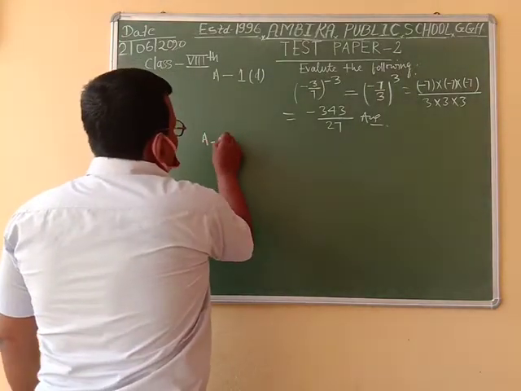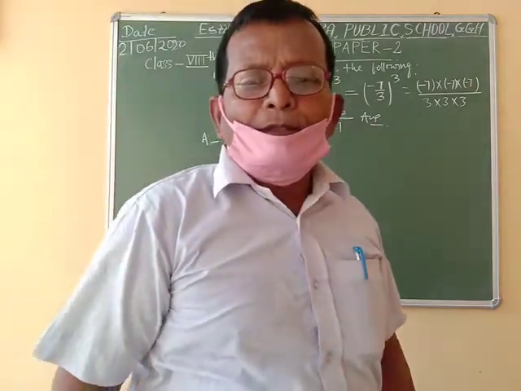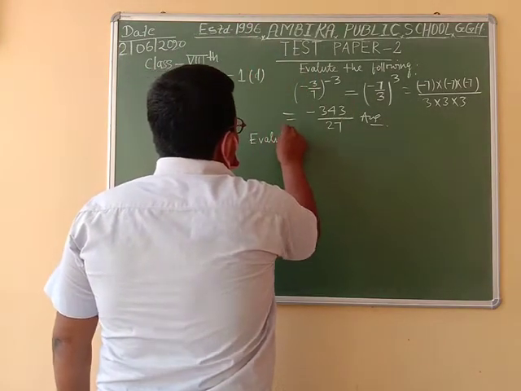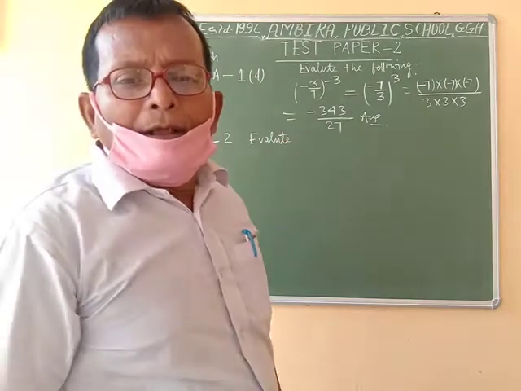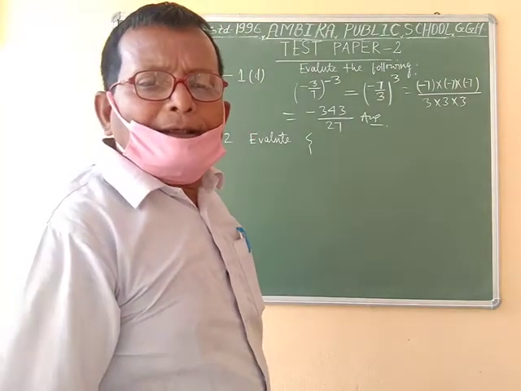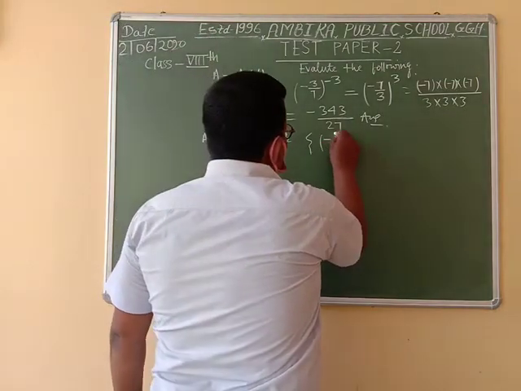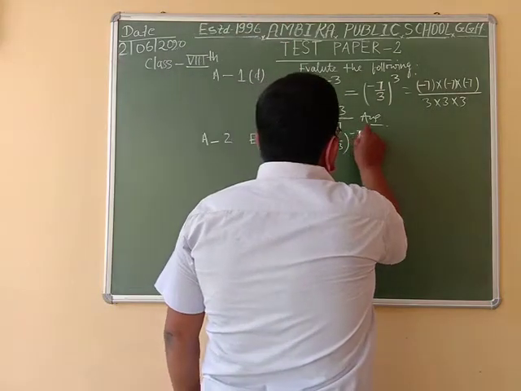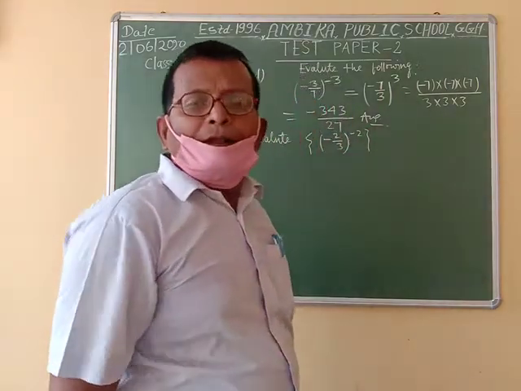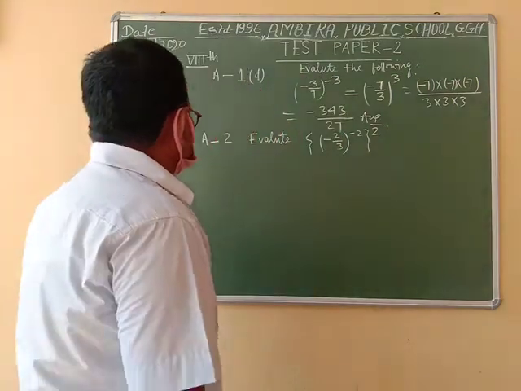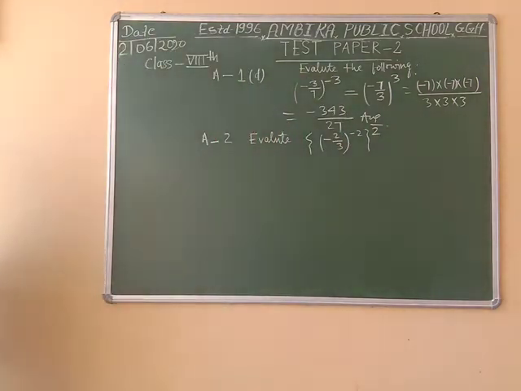Now the 2 number question of test paper 2. Answer 2. Evaluate the curly bracket and small bracket (-2/3) whole to the power -2, and square. This is your problem. You have to evaluate.